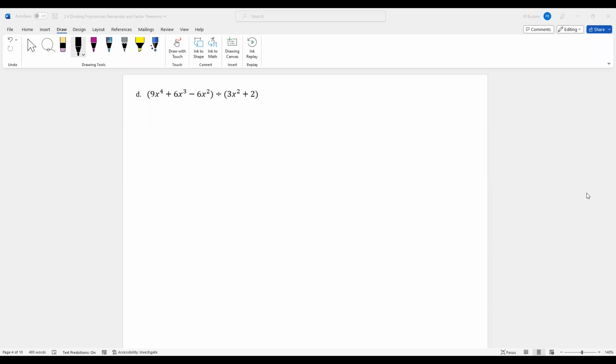All right, one final example here. This time we're doing something to the 4th power divided by something to the 2nd power. So the difference in this problem is that our divisor is not simply an x. Inside the dividend, we have 9x to the 4th plus 6x cubed minus 6x squared. Remember that we keep going until we get to a constant, so plus 0x plus 0. Outside we have 3x squared plus 2.